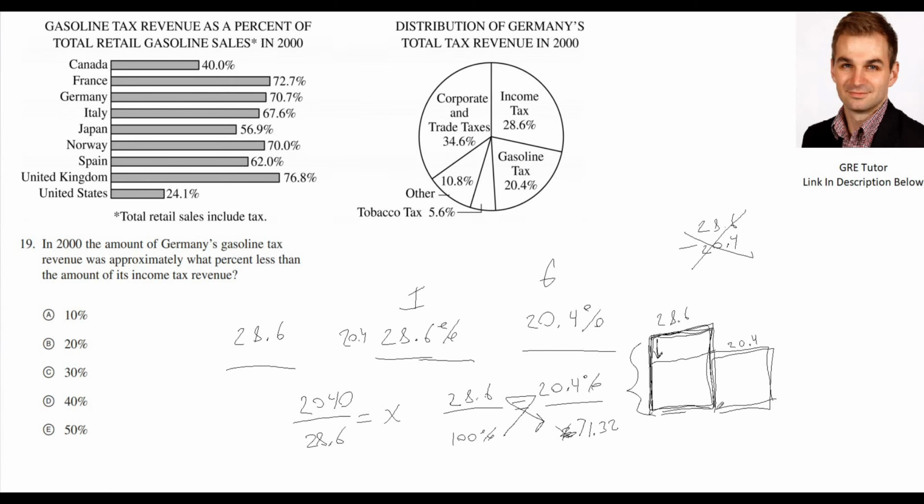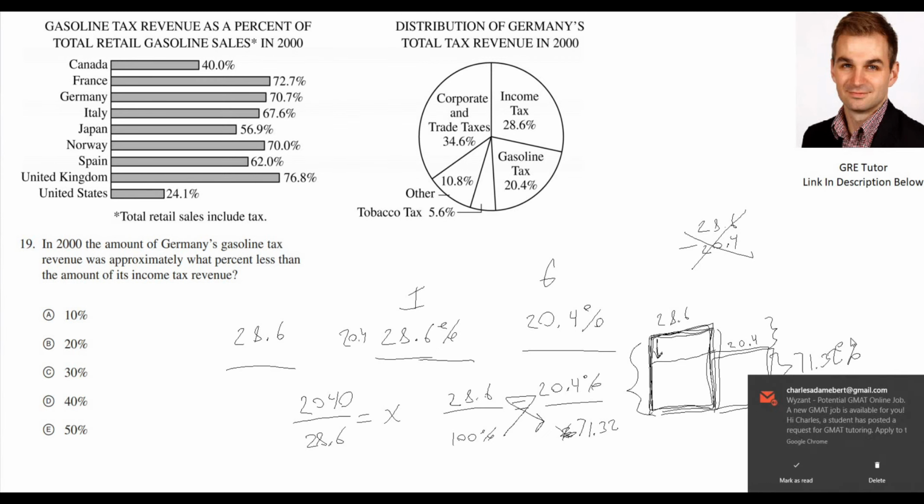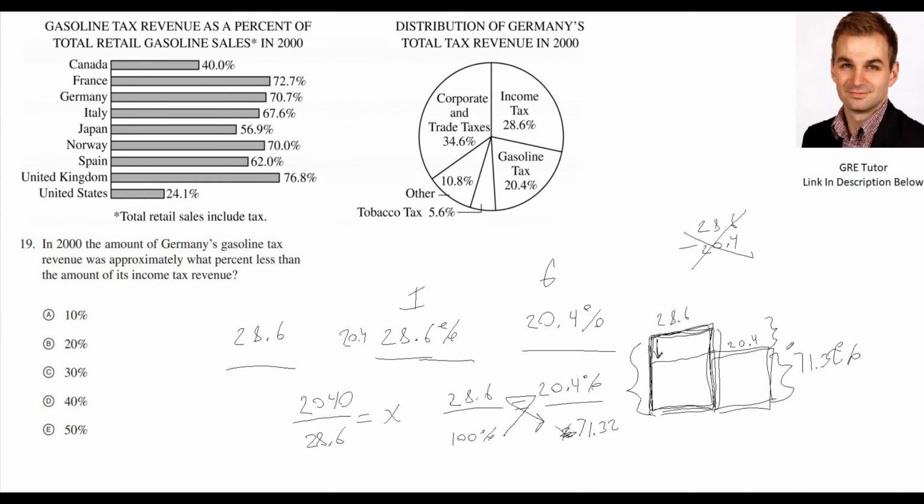So what percentage of this is this? And what we find out is this is approximately 71.32%. And then what's left over is going to be, 71.32 plus this equals this, so it's going to be 100% minus this. So we're looking for this bit. We're looking for the bit that we have to decrease to go from 28.6 down to 20.4.